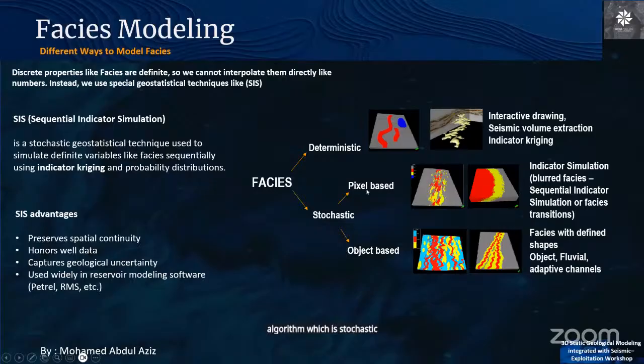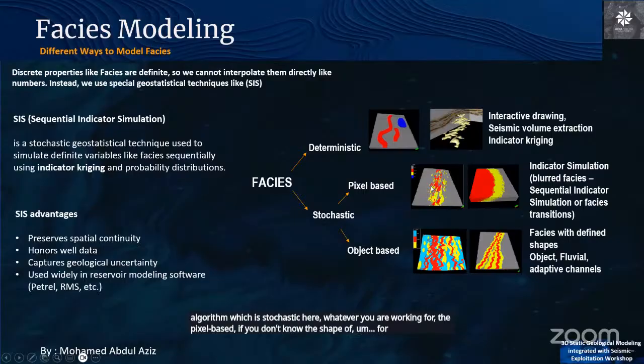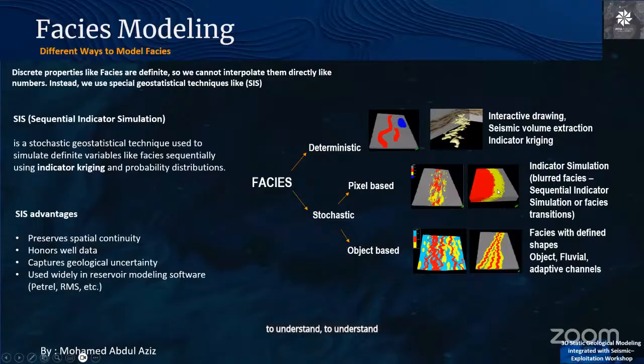Whatever you are working on, pixel based, if you don't know the shape or the depositional system for the facies, you go for the facies without knowing its directions, random, using random indicator, random Gaussian simulations. Or if you go for the carbonates, to understand the trend and to guide it in the trend of the deposition.